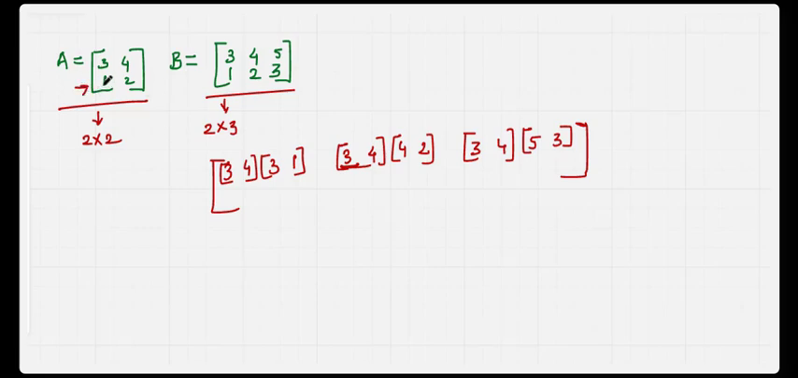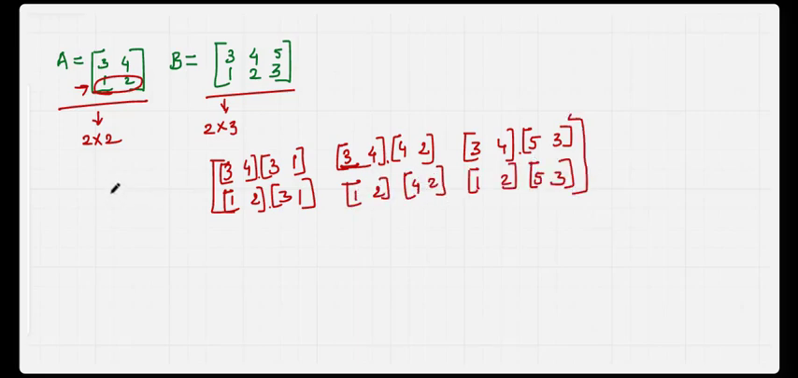Similarly, for the second row, take the second row and multiply it with each column to get the result. So I'll be taking 1, 2, dot product here. Maybe this mention of dot is not needed, but I'll keep it so that we understand we are doing a dot product. So 1 and 2, dot product with the first column. Then second row, second column, third column. So this will be the multiplication of A and B matrix.